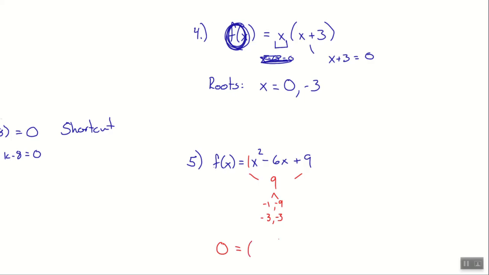What's one factor? Not x squared minus 3. x minus 3. And this one? Nope, still minus, because we just use these numbers.